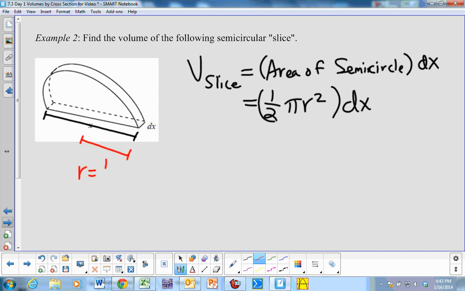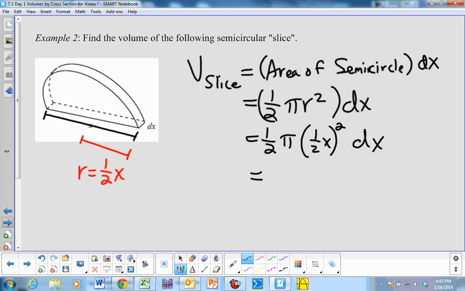So r would equal 1/2 x. So we would simply replace the r with 1/2 x, and then that would be fitting with our function here. So we would have 1/2 times pi times 1/2 x squared dx. Well, a half times a half is a fourth, times another half gives me an eighth, and then we have pi and then x squared dx. And so that would be the volume of this particular cross section.